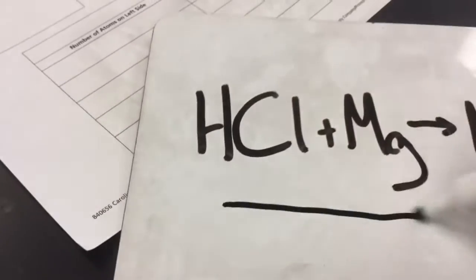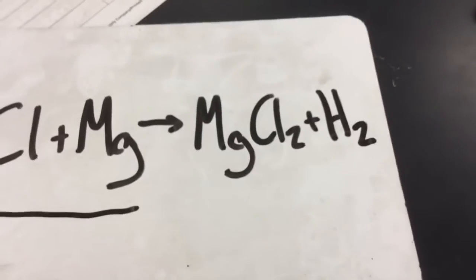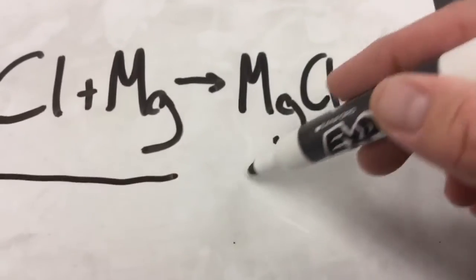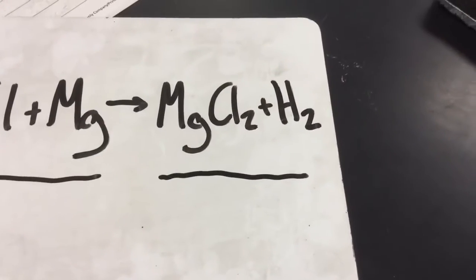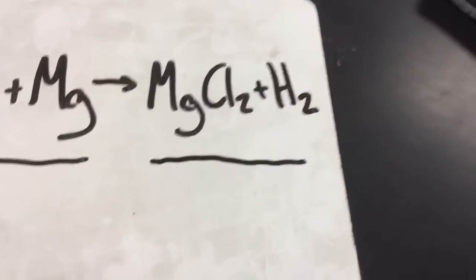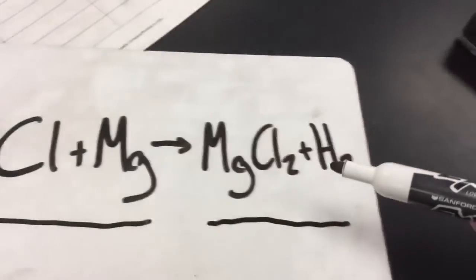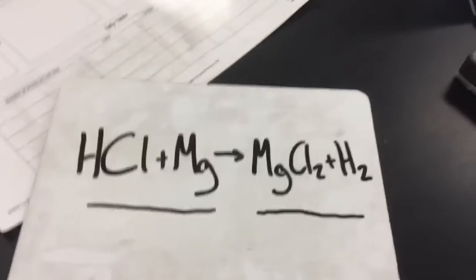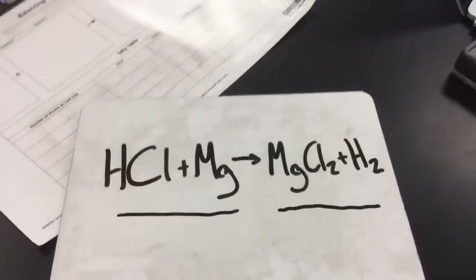The things on the left, we call the reactants. They react. The things on the right, we call products. They're what are produced during the reaction. So reactants, products. Chemical reaction represented as a chemical equation.